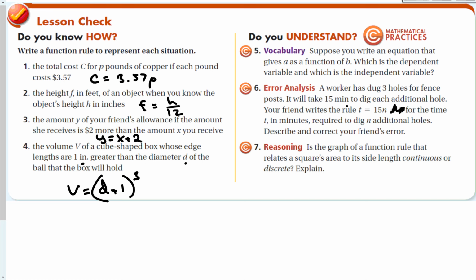Is a graph of a function rule that relates a square's area to its side length continuous or discrete? So from last section, if I want to graph a rule that relates the square's area to its length, I can pick any length I want. So my area can be anything that comes out of that function. So this is a continuous function. Okay. So that is 4-5, writing a function rule.